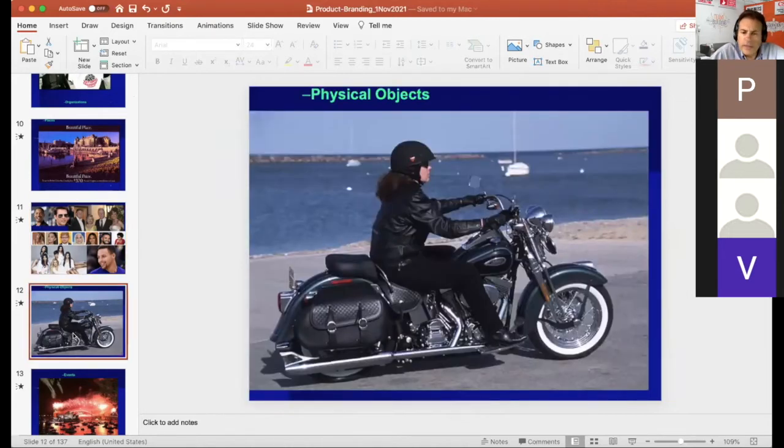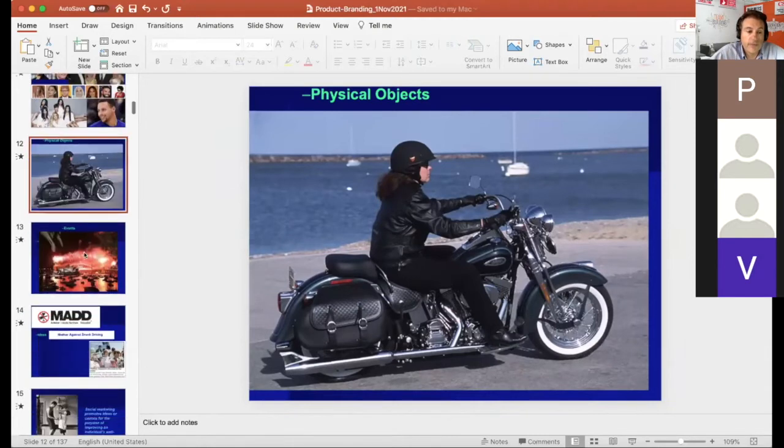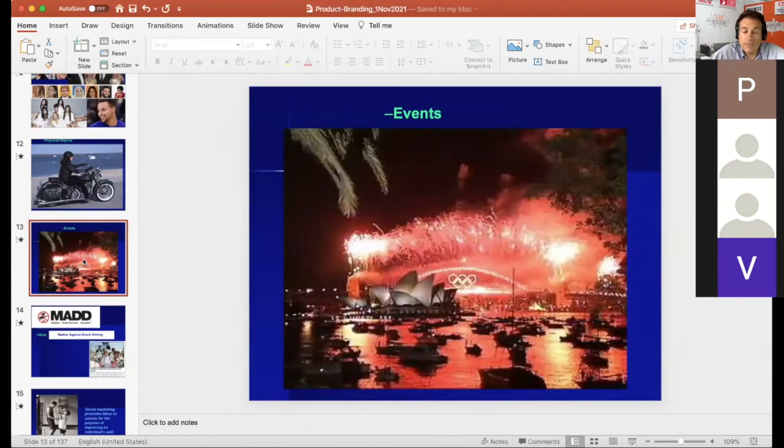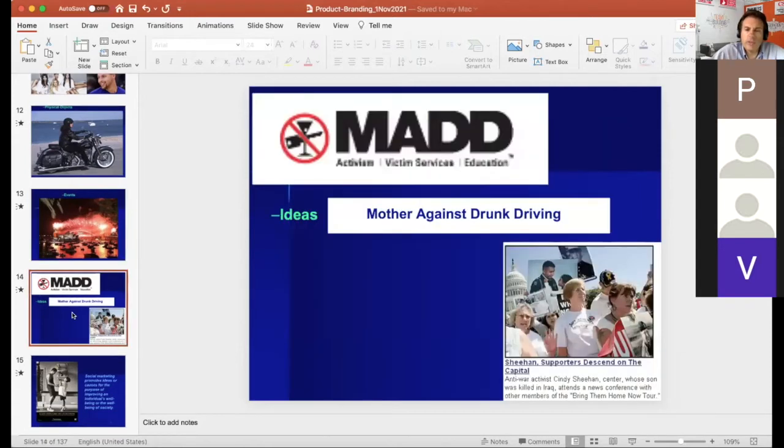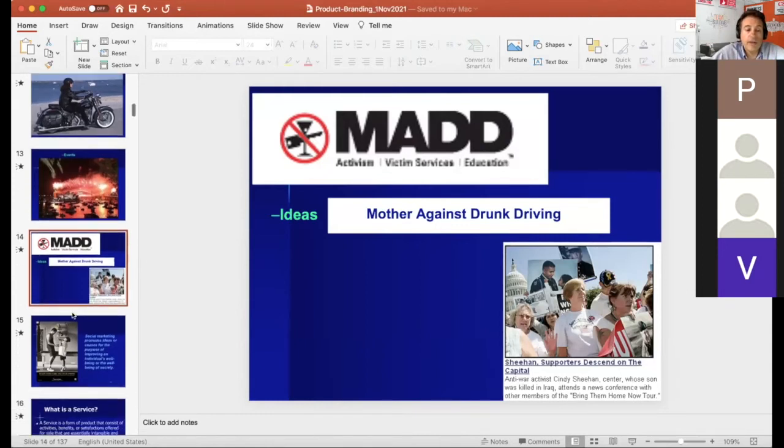So Harley Davidson, is this a product? Yes, Harley Davidson is a product, but more specifically, it's a good. What about the Olympic Games? Well, the Olympic Games is an event. It can be a location, a place. It can also be an organization. What about this? Mothers Against Drunk Driving. Mothers Against Drunk Driving is an idea. Okay.